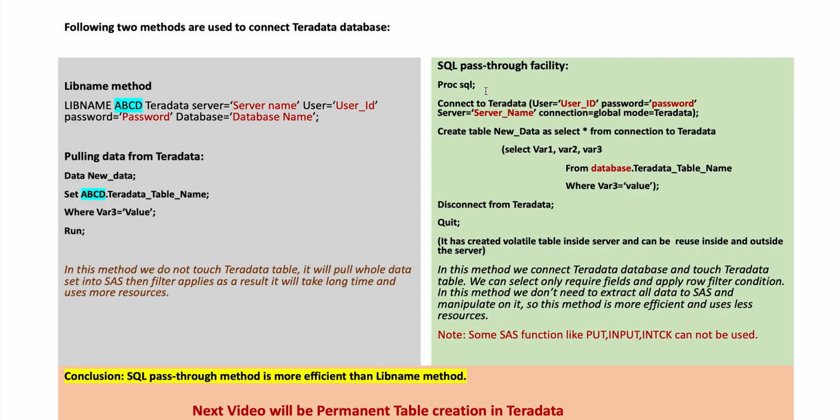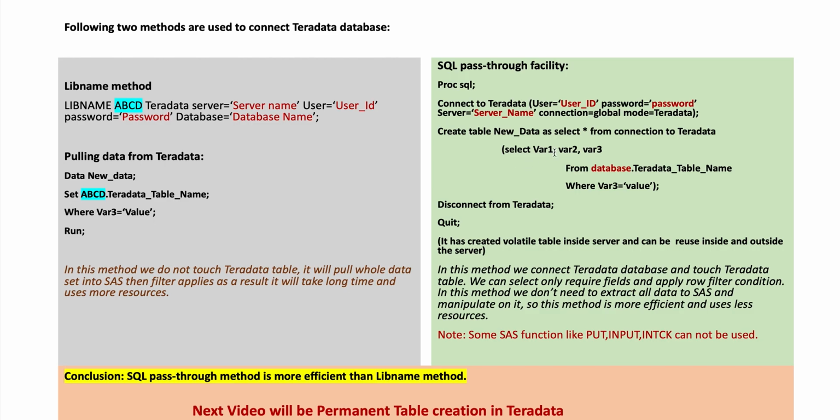We use proc sql, semicolon, connect to Teradata. Inside parentheses, we use user ID, password, server name, and again we have to provide connection global and mode Teradata. We are creating a table. That table is called volatile table, which is created inside Teradata server. New data, that is the table name, is select star from connection to Teradata. That means star means select all information, all variable. Inside parentheses, suppose we are selecting only 3 variables.